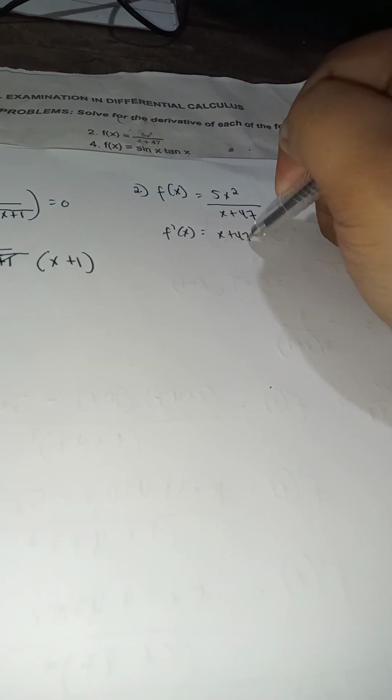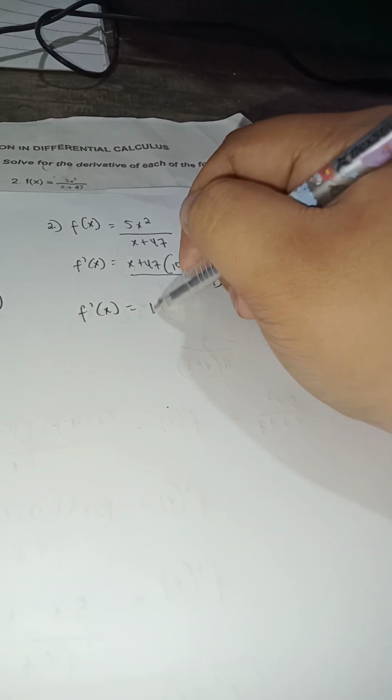So let's proceed with number 2. Here f of x is equal to 5x squared over x plus 47. We are going to solve using the quotient rule: v du minus u dv over v squared. So we have f prime is equal to x plus 47 times the derivative of u, which is 10x, minus 5x squared times the derivative of x plus 47, which is 1, over x plus 47 squared.